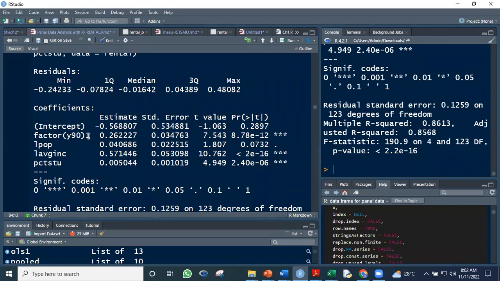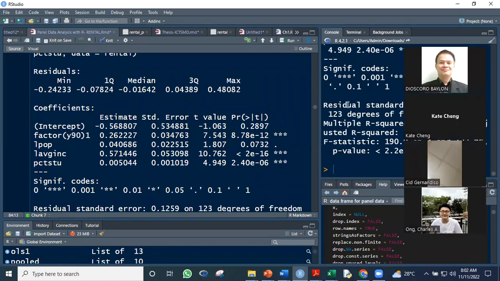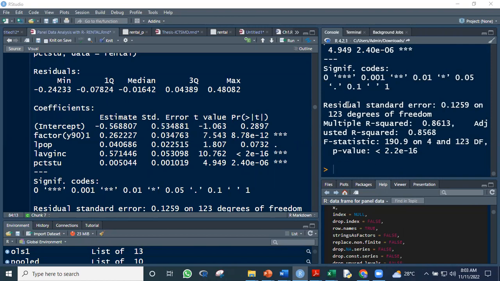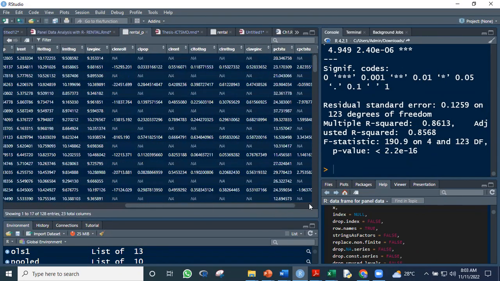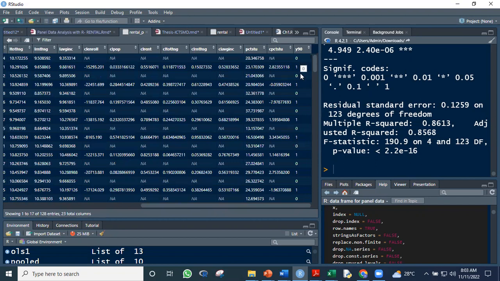Why is that, class? Do you have an answer? No dummy variable. Okay, when we use the factor, it will automatically dummify y90. The reason that the answer is the same is because our data, our y1990, is just binary, 0 and 1 lang yun. So if your data is 0 and 1, if it's binary, then you'll have the same answer.